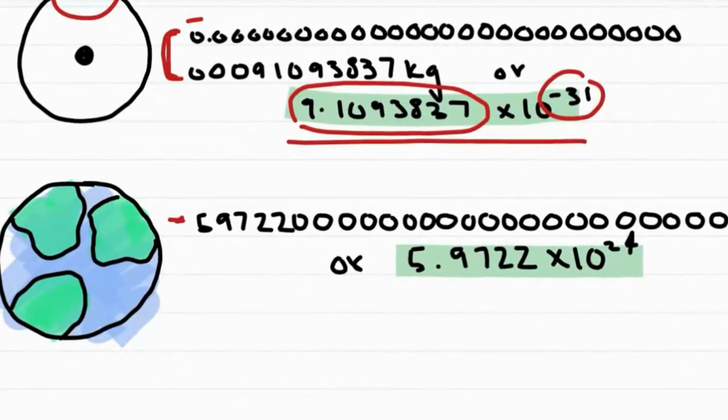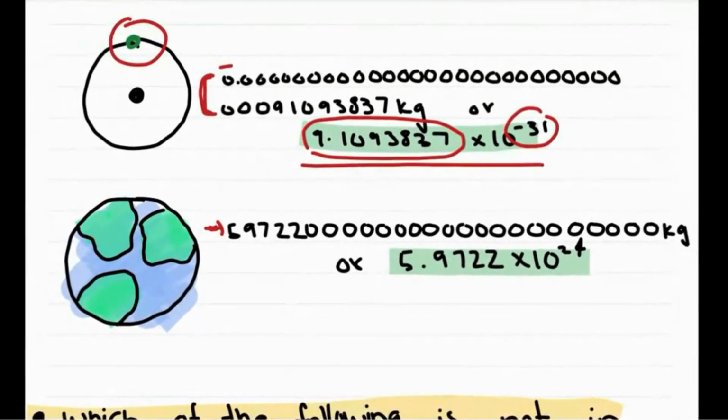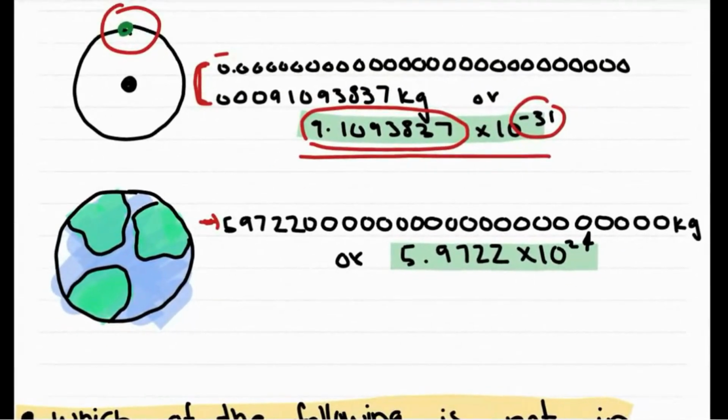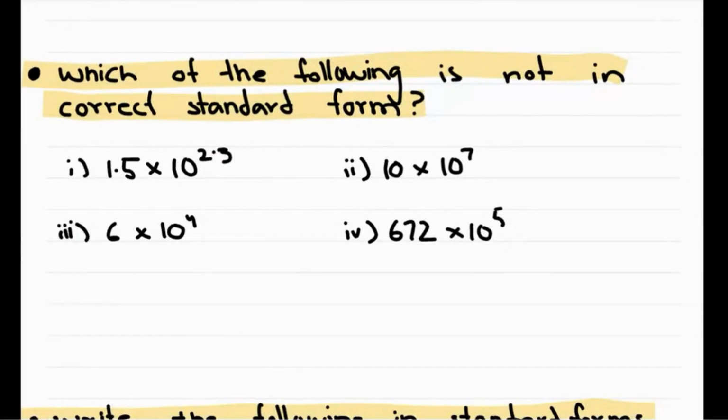And when we have a really large number, like this is the weight of the earth, right? So this will be denoted like this, and the power is going to be a positive integer. Now let's solve this question.